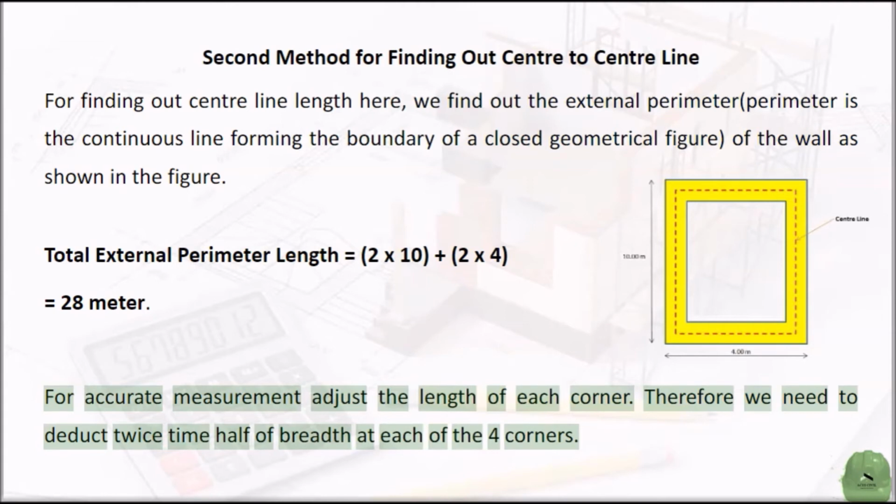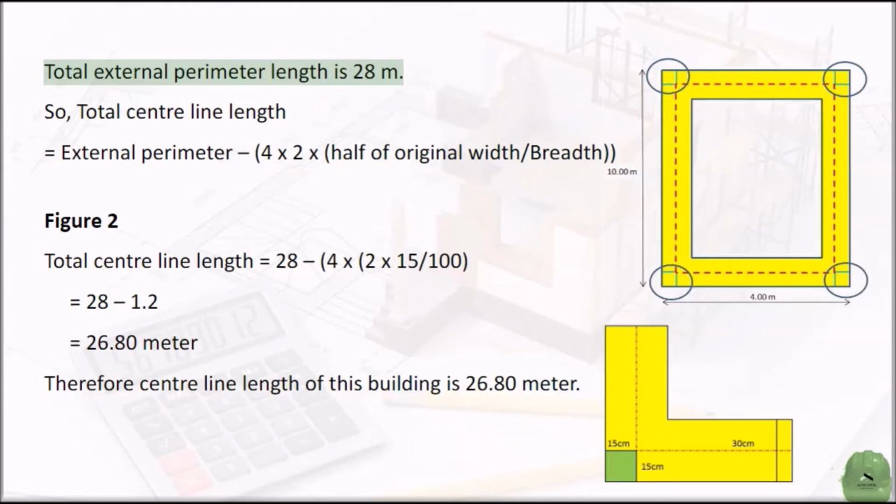For accurate measurement, adjust the length of each corner. Therefore we need to deduct twice the half of breadth at each of the four corners. Total external perimeter length is 28 m. So, total center line length equals external perimeter minus 4 x 2 x half of original width/breadth. In figure 2, total center line length equals 28 minus 4 x 2 x 15/100 equals 28 minus 1.2 equals 26.80 meter. Therefore center line length of this building is 26.80 meter.